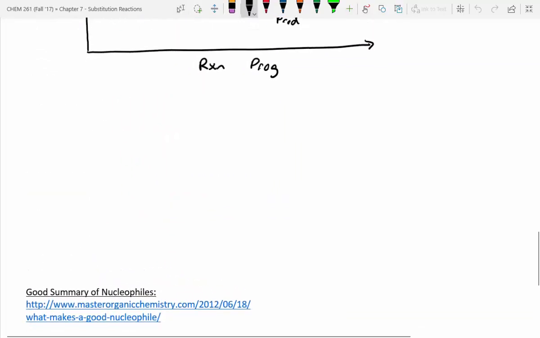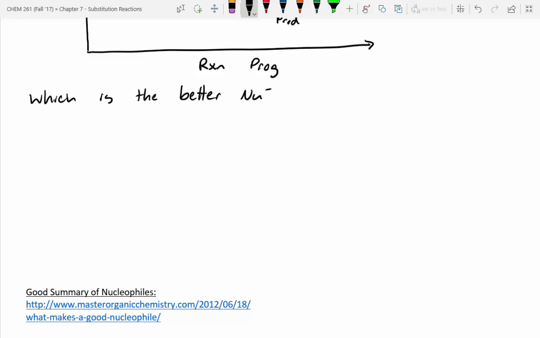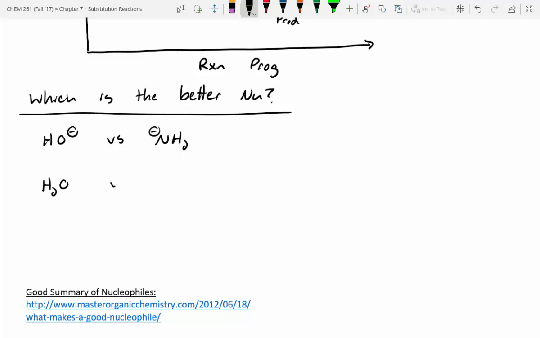So for the first one, let's do this. Which is better? Nucleophile. And I'll give you guys a pair, and I want you guys to help me pick. So hydroxide versus NH2 minus will be the first one. Then we'll do water versus ammonia. And then we'll do water versus hydroxide.